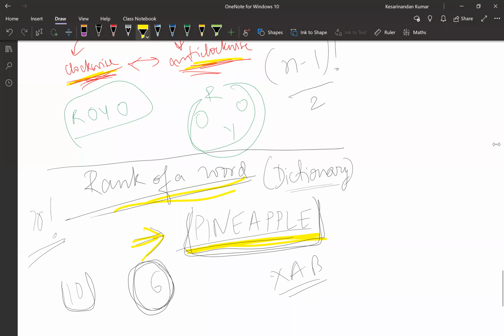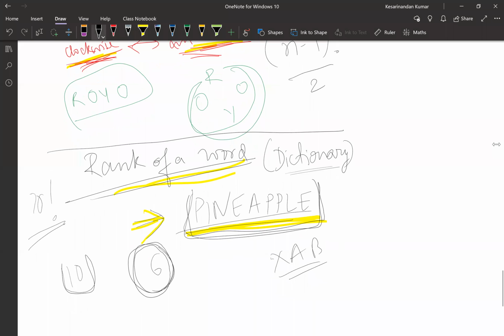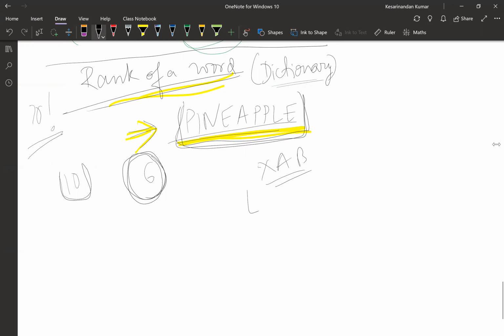Could you please repeat? Yeah, sure. Okay. Let's say there is an n letter word, like something. Let's say giraffe. Now 1, 2, 3, 4, 5, 6, 7. What would be the total number of words that can be made out of this? 7 factorial divided by 2. Is this clear, Spandana? Yeah. Okay.